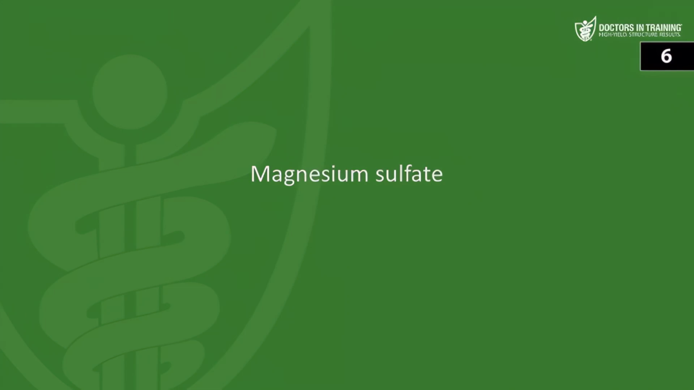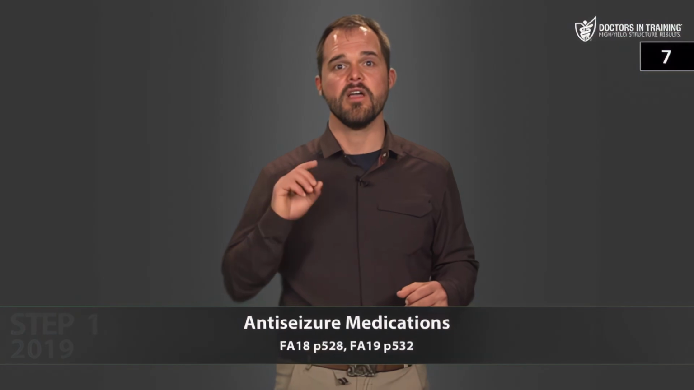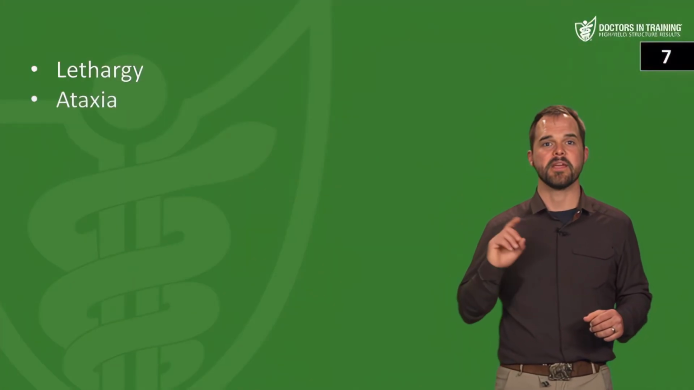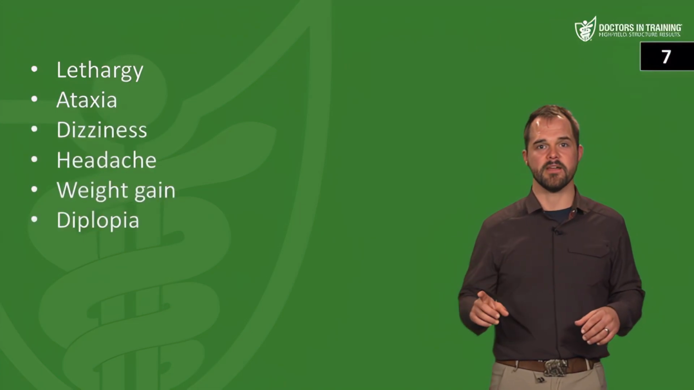The ultimate treatment for eclampsia is immediate delivery of the baby. Once the seizing has stopped, you want to get the baby out as soon as possible. Next, the additional side effects of phenytoin. All the anti-seizure drugs have side effects that include lethargy, ataxia, dizziness, headache, weight gain, and diplopia.